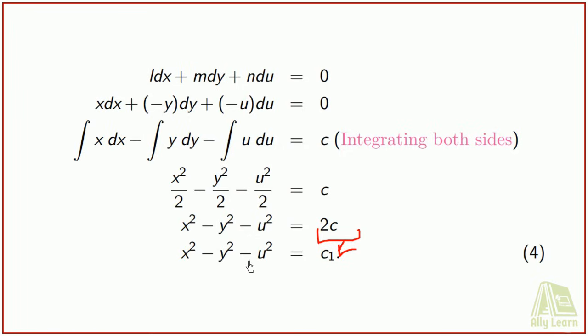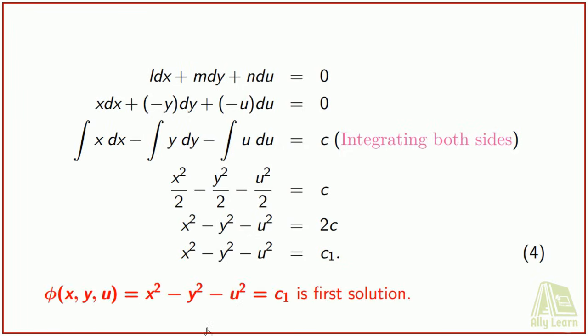Now this is my first solution that I'll be naming as phi. So phi equals x square minus y square minus u square equals c1 is my first solution. Now I move on to find my second solution.